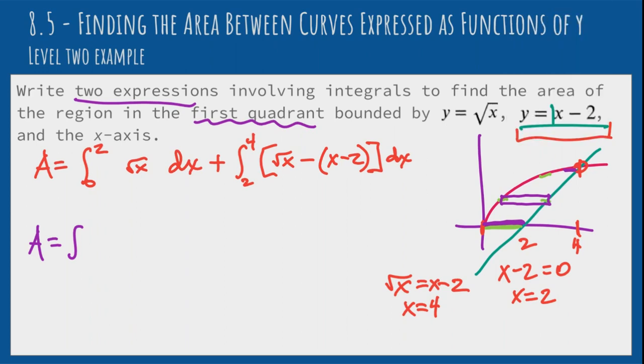And in this case, our lower limit and upper limit are going to be along the y-axis. So the lower limit is going to be 0. The upper limit is going to be the y-coordinate of this intersection. So if the x-coordinate is 4, we can plug 4 into really either one of these. So plug 4 in here or plug 4 in here, and we get a y-coordinate of 2 for that point. So that's going to be our upper limit.